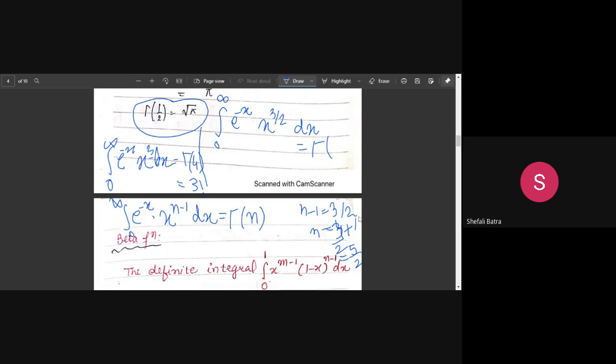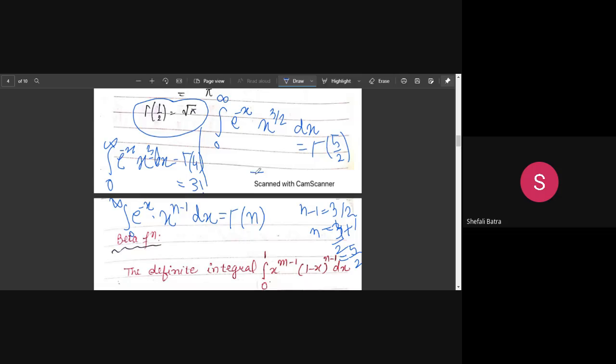You need to add 1 in this power. We will be comparing this power with n minus 1 using this definition. So n minus 1 is equal to 3 by 2. N is equal to 5 by 2. So you will be writing here gamma 5 by 2. Right? Now I need the value of gamma 5 by 2.